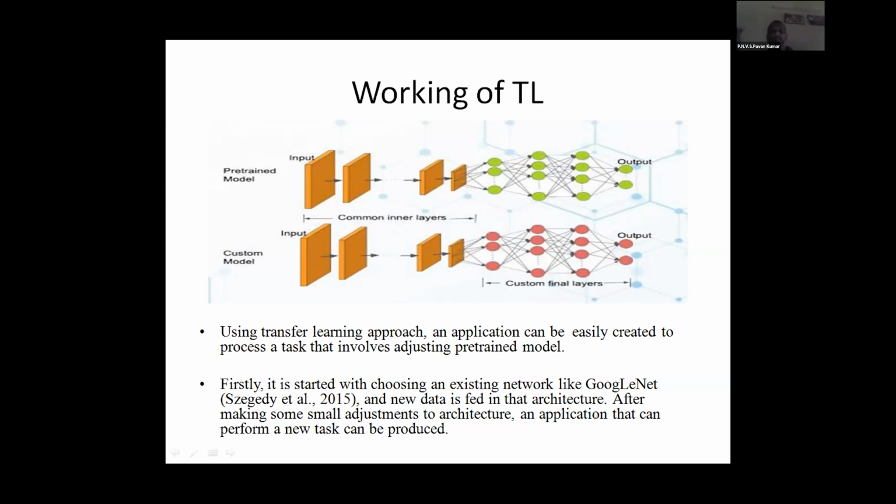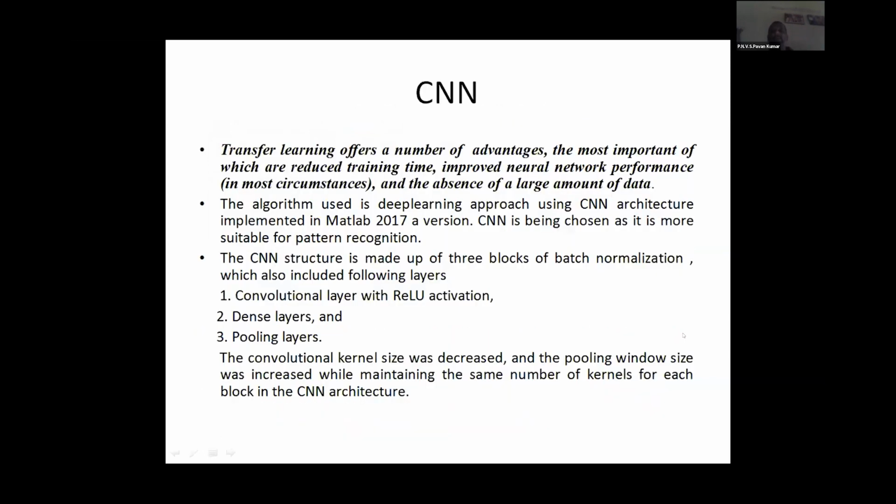After making some small adjustments to the architecture, an application that can perform a new task can be produced. This is what is called transfer learning. Here, we also use the convolutional neural network. Transfer learning offers a number of advantages, most important of which are reduced training time and improved neural network performance in most circumstances, and it works in the absence of a large amount of data.